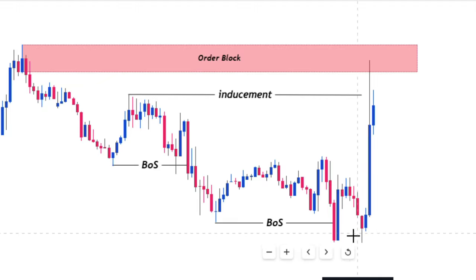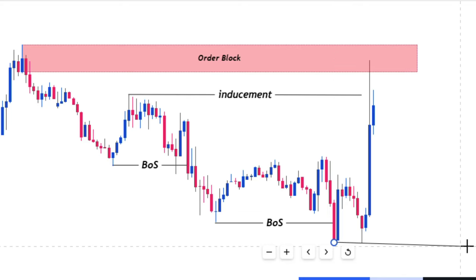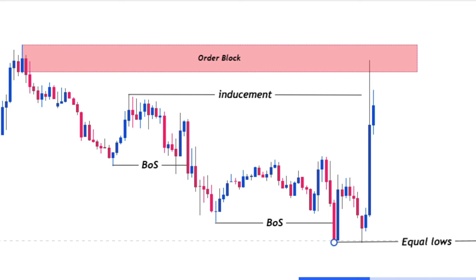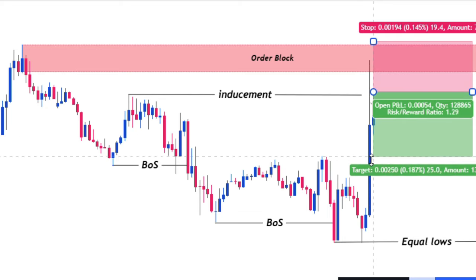Now where's the target? Look below the chart. You see those equal lows? Those lows contain stop losses from people who bought during the bullish move. That is called sell-side liquidity. Big institutions need liquidity to close their sell positions, so price drops aggressively to grab those stops.